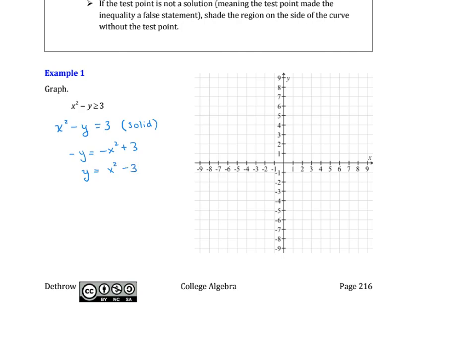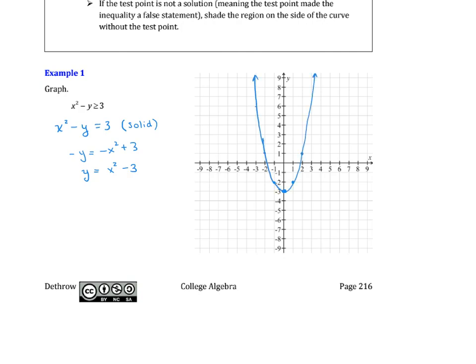This is a parabola, and it opens up, and its vertex is at 0, negative 3. So you remember your 3 guide points. We're just moving those 3 guide points down 3 units and graphing.